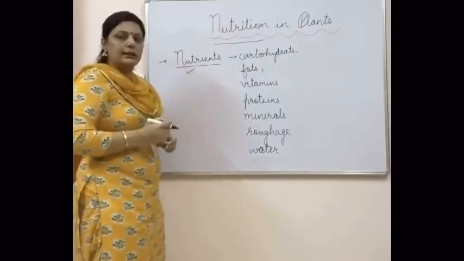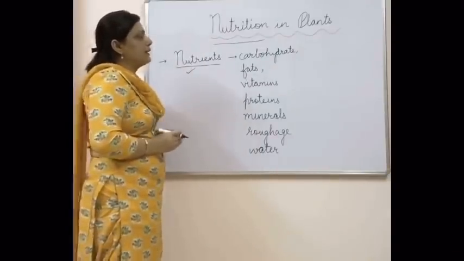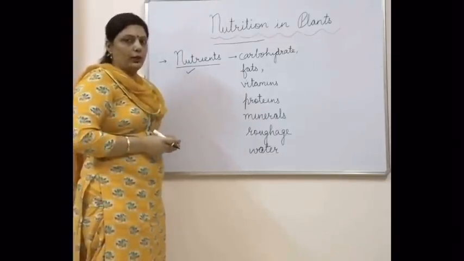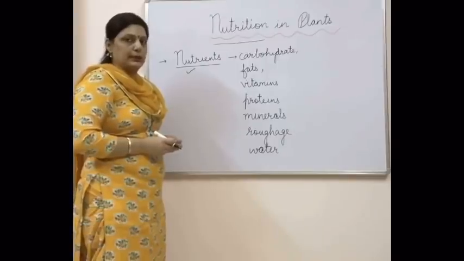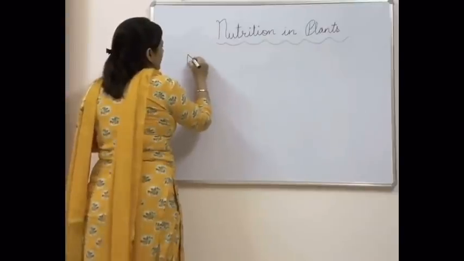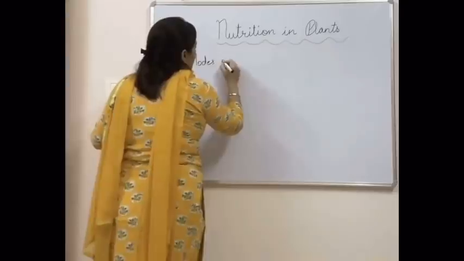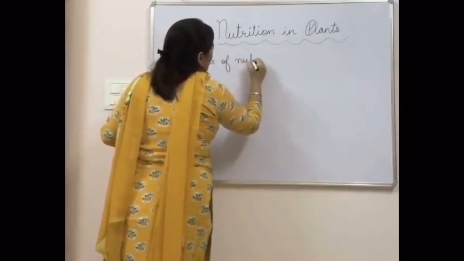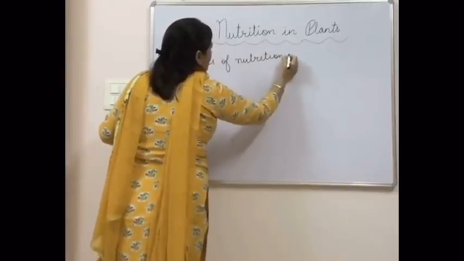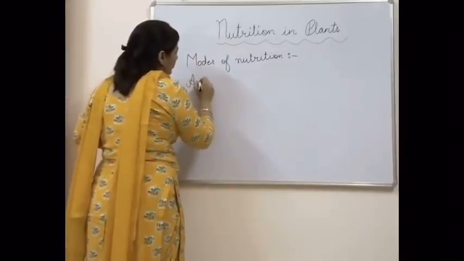So in this chapter we are reading about how plants take nutrients from their surroundings and then how they utilize these nutrients for their own life processes. Then we have the modes of nutrition. Modes means the ways by which an organism takes its food. Here we have 2 modes of nutrition in our syllabus. One is the autotrophic mode of nutrition.